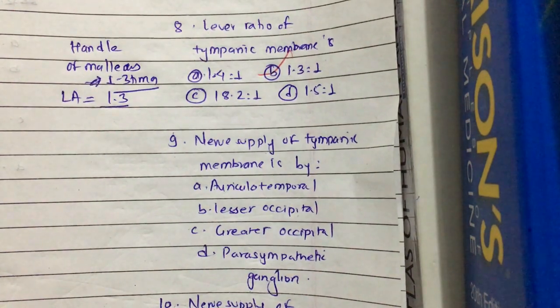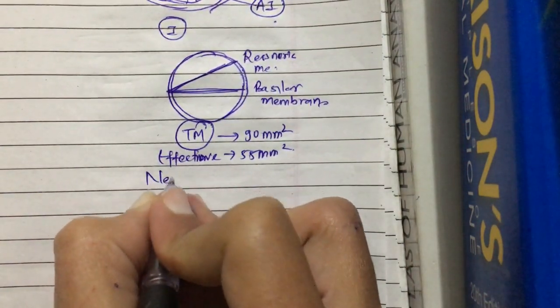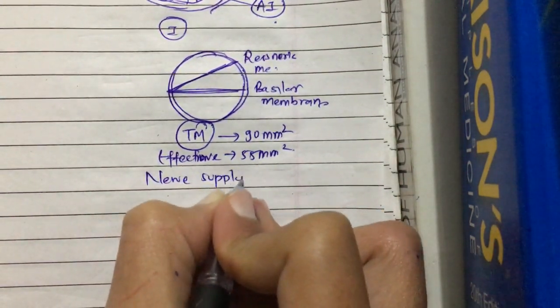Nerve supply of the tympanic membrane is by... Let us look at the nerve supply of the tympanic membrane.